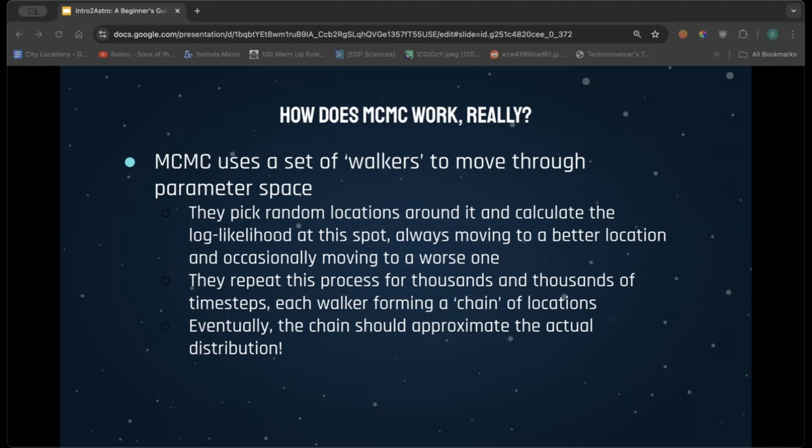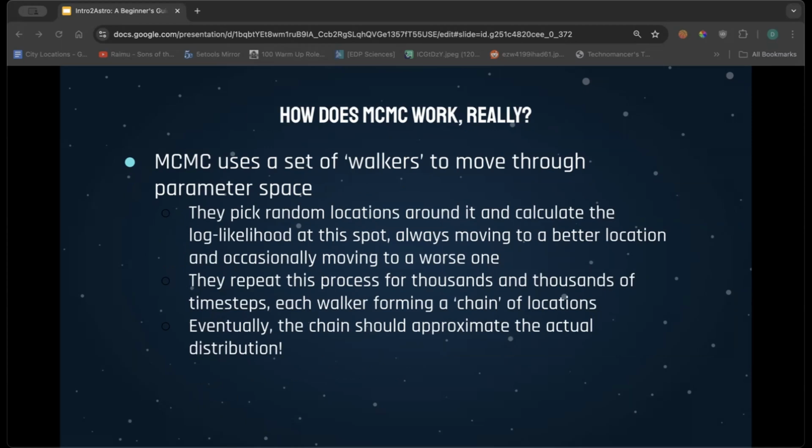But like we said, this is a Markov chain process. So if the new spot is a worse fit, if the likelihood is lower, then it will still have a random chance of moving to the new location, depending on how much worse the fit is. If the fit's only a tiny bit worse, there's still a pretty good chance the walker is going to move to this new location. But if it's a lot worse, then it's probably not going to go there.